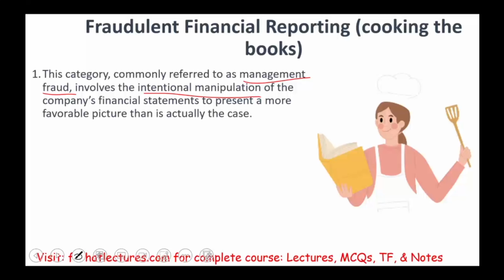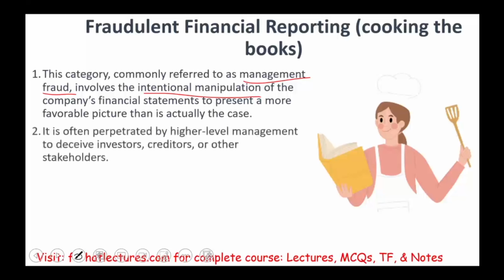You want to inflate your revenues. You want to reduce your expenses. You want to show you are more profitable. You want to show fewer liabilities, more assets. This is often perpetrated by higher level management to deceive investors and creditors and other stakeholders. Usually you're trying to deceive the creditors and the investors because those are the groups that are most interested or have something on the line for the financial statements outcome.